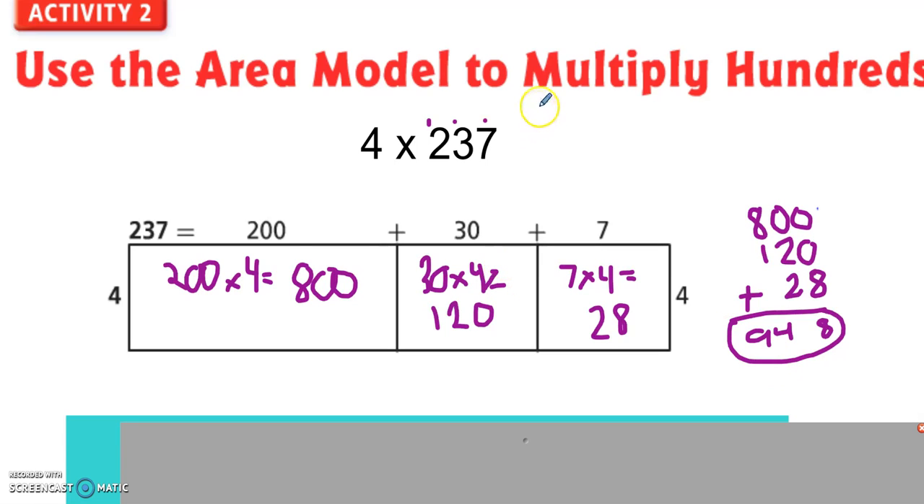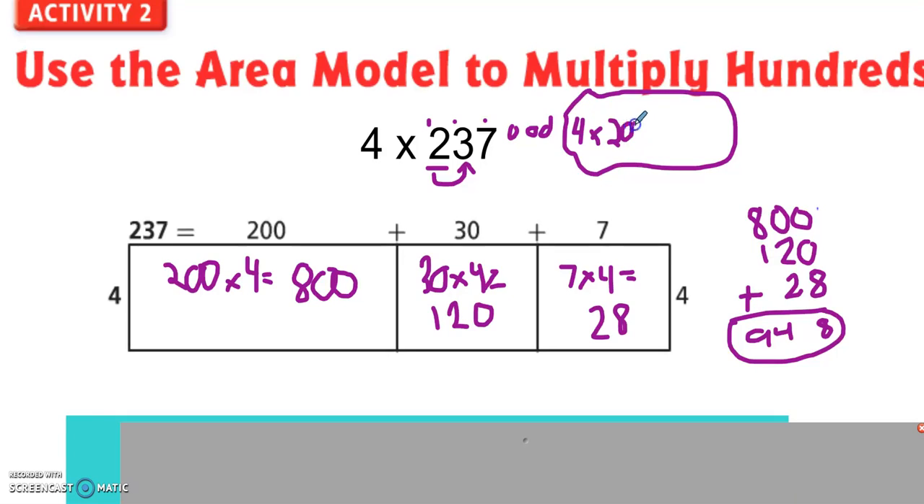And oops, maybe you've already noticed this, I forgot to start by estimating. That's okay. I could do it at the end too, because the point is that I'm checking my work. So that's 4, and 237, I'm going to round it to the nearest 100. And that 3 tells me to round down, so it's 4 times 200. And that is 800. So that's close to 948.